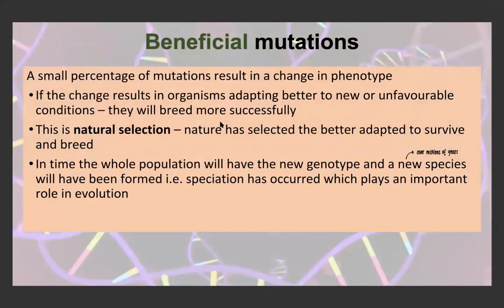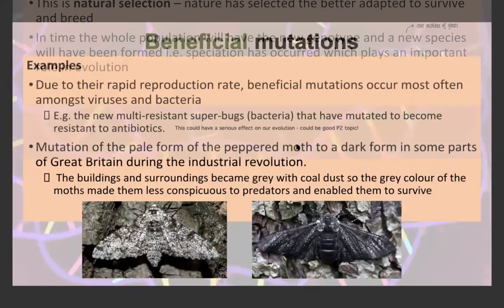Beneficial mutations are mutations that result in a change in the phenotype and allow the organisms to be better adapted to new environments and allow them to breed more successfully. This is what natural selection is. It relies on beneficial mutations to select the better adapted organisms to survive and breed. In time, the whole population will have the new genotype, so we'll have the mutation, and a whole new species will have formed. So speciation has occurred.